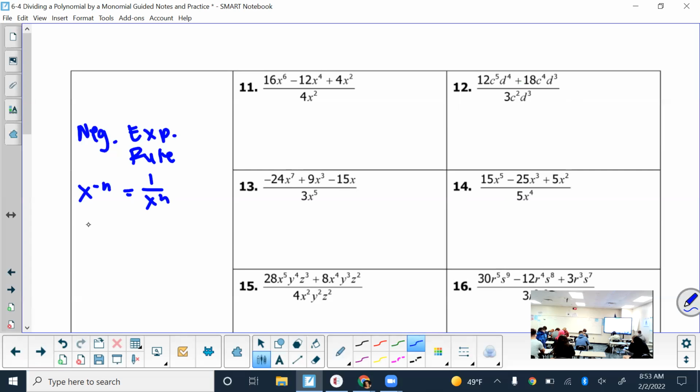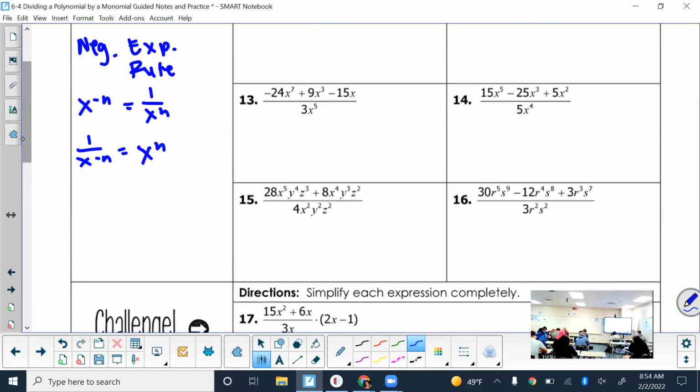Good. And then if it were in the denominator, like 1 over x to the negative n, how would I rewrite that? Good. So you'll see in number 13, we get negative exponents. We'll rewrite them using this rule. But just take it one step at a time. So I have negative 24 x to the 7 over 3x to the 5th. What's negative 24 divided by 3? Negative 8. X to the 7th over x to the 5th gives me 7 minus 5 is 2.